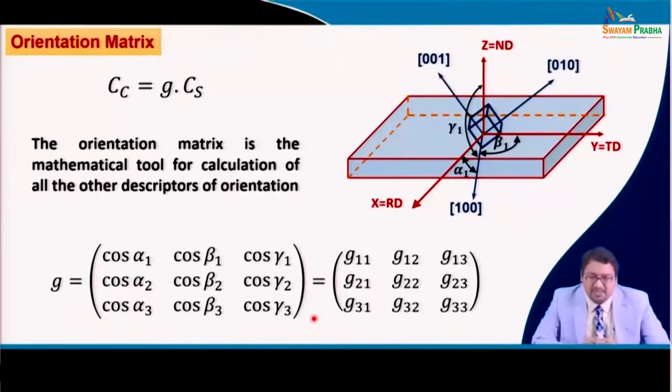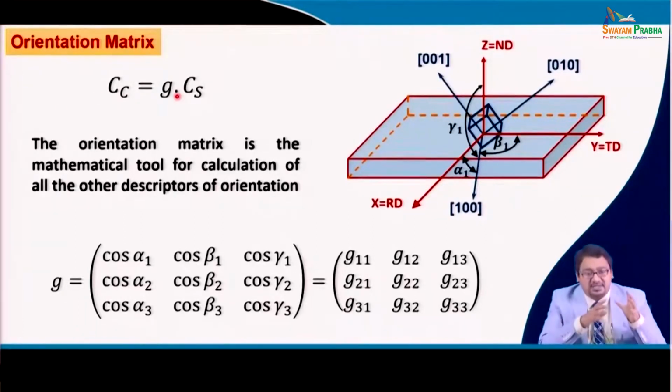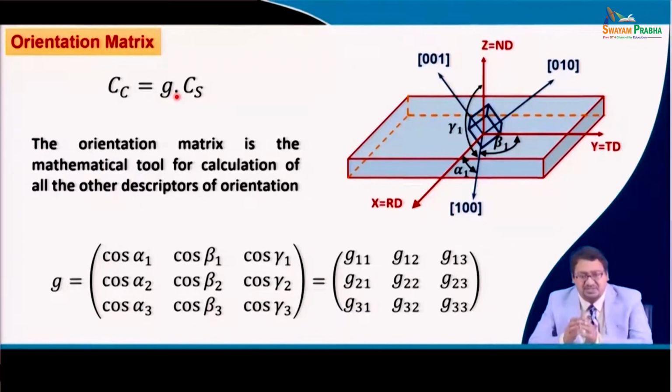So, you see that what is an orientation matrix? As I said, the angular relationship between the sample coordinate system and the crystal coordinate system is the orientation matrix, and it is given by C C is equal to G times C S.